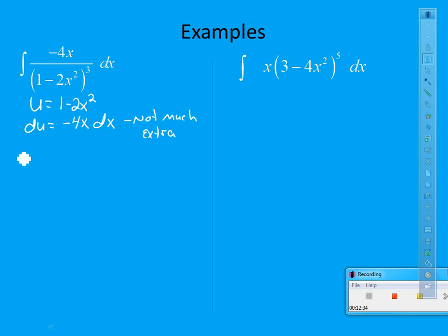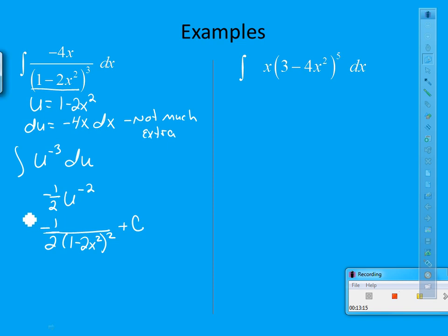So when I begin rewriting this, this part to the third becomes u to the negative third. The negative 4x dx becomes du. Notice I didn't have to introduce a constant out here this time. Now let me go get my antiderivative. Add 1, multiply by the reciprocal. So it looks like I've got negative 1/2 u to the negative second, so let me just put that down here as (1 minus 2x squared) to the negative second plus c. So there's my answer on that one.